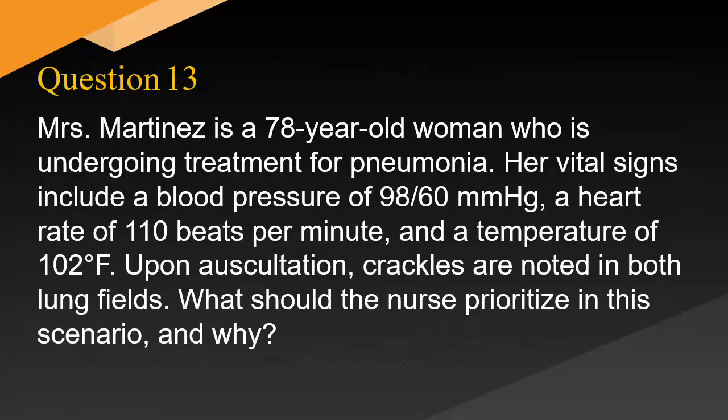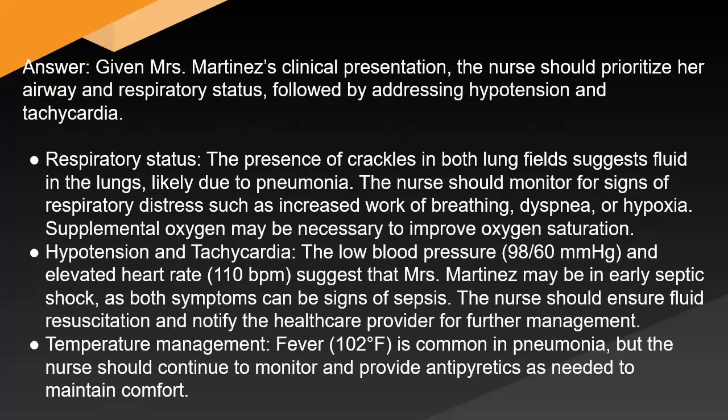Mrs. Martinez is a 78-year-old woman who is undergoing treatment for pneumonia. Her vital signs include a blood pressure of 90/60 mmHg, a heart rate of 110 beats per minute, and a temperature of 102 degrees. Upon auscultation, crackles are noted in both lung fields. What should the nurse prioritize in this scenario and why? Answer: given Mrs.